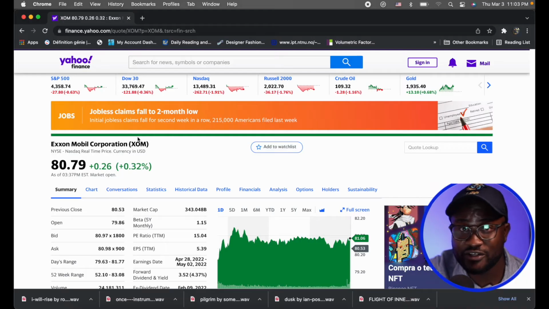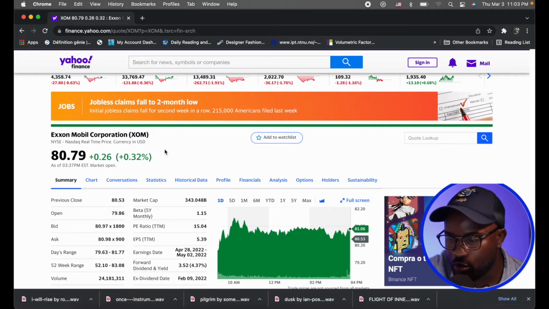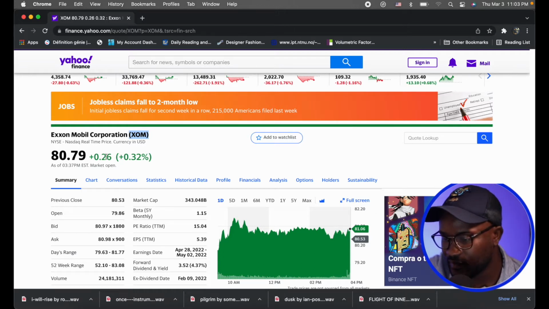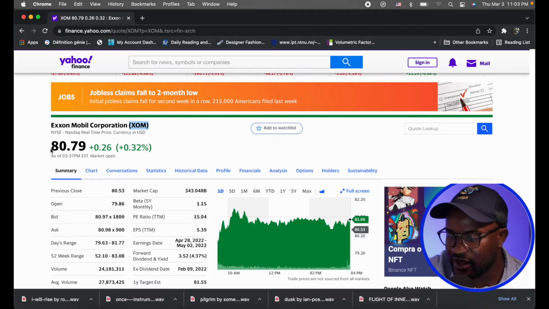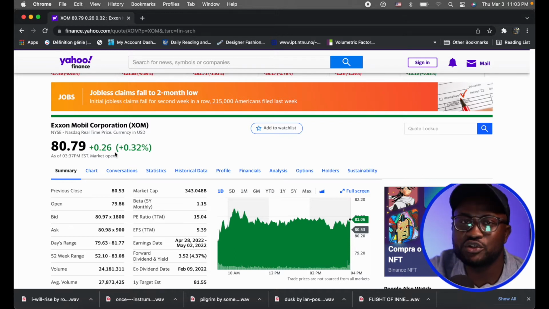I have Yahoo Finance open, and for this example, I am going to be looking into ExxonMobil Corporation, ticker symbol XOM, which is trading on the New York Stock Exchange, and it is part of the NASDAQ index. So the current price is 80.79. There is a 0.26 variation, representing a 0.32% variation from the previous price.